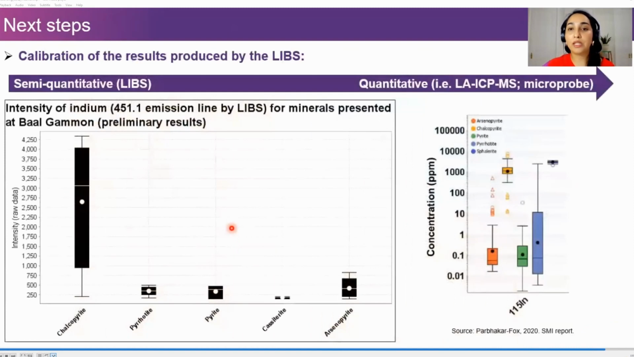And also, of course, include extra quantitative analysis such as LA-ICP-MS or microprobe to try to understand this raw intensity semi-quantitative data in terms of concentration, for example in ppm of indium in different minerals, such as this box plot provided by the Anita Parvarkar folks. So this is the last slide.